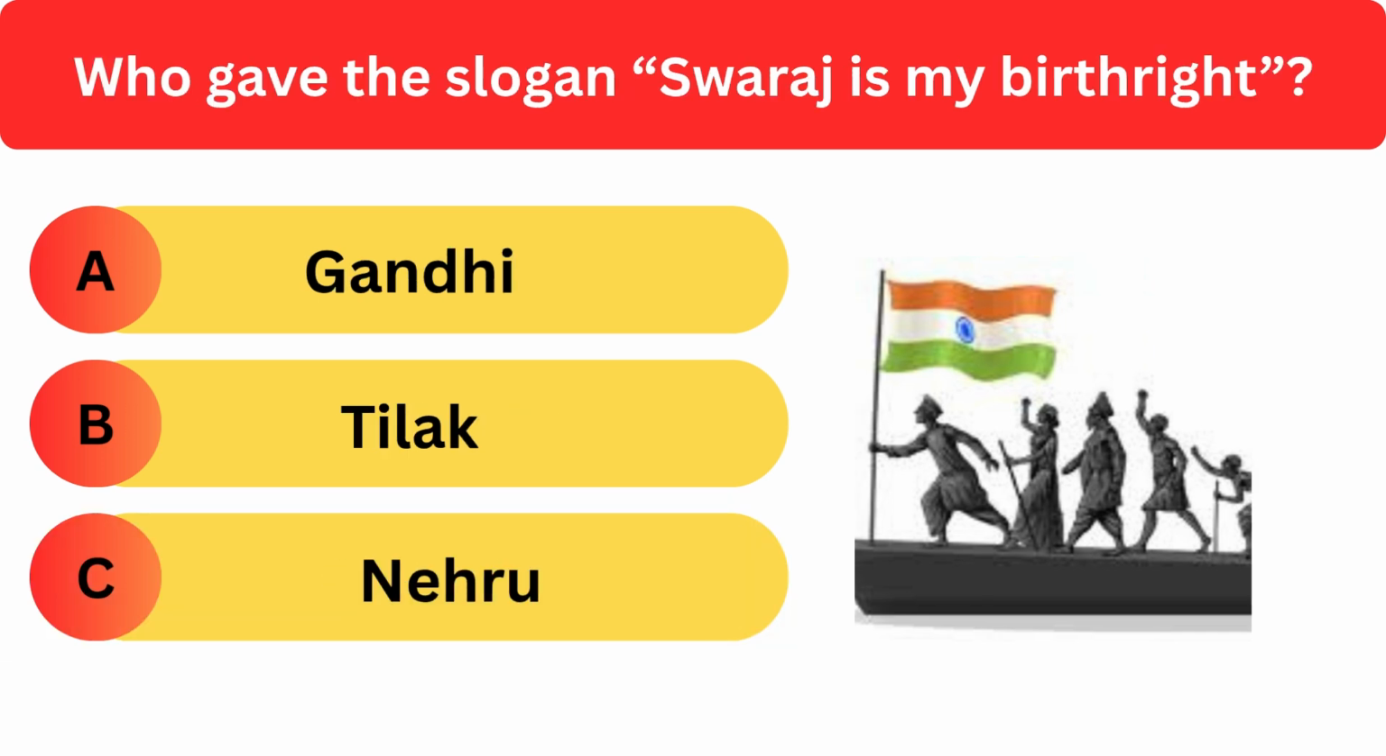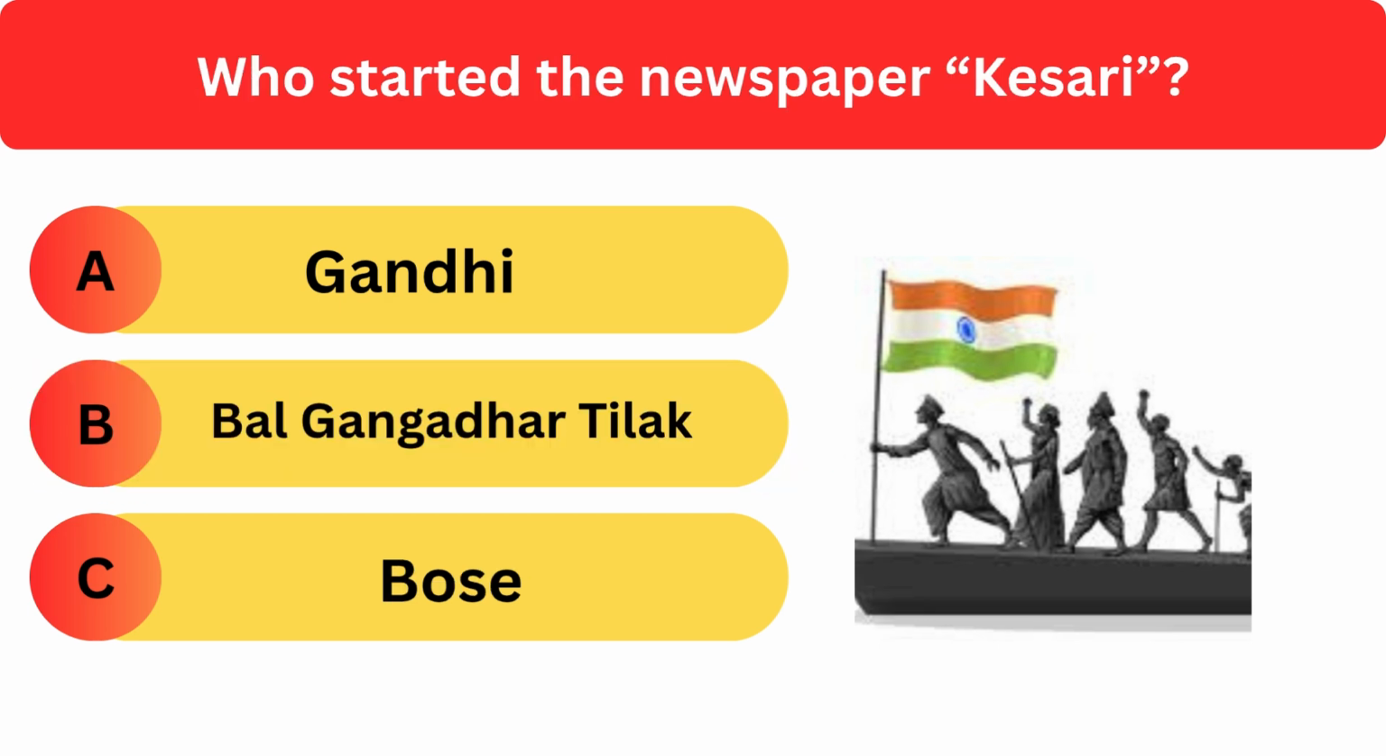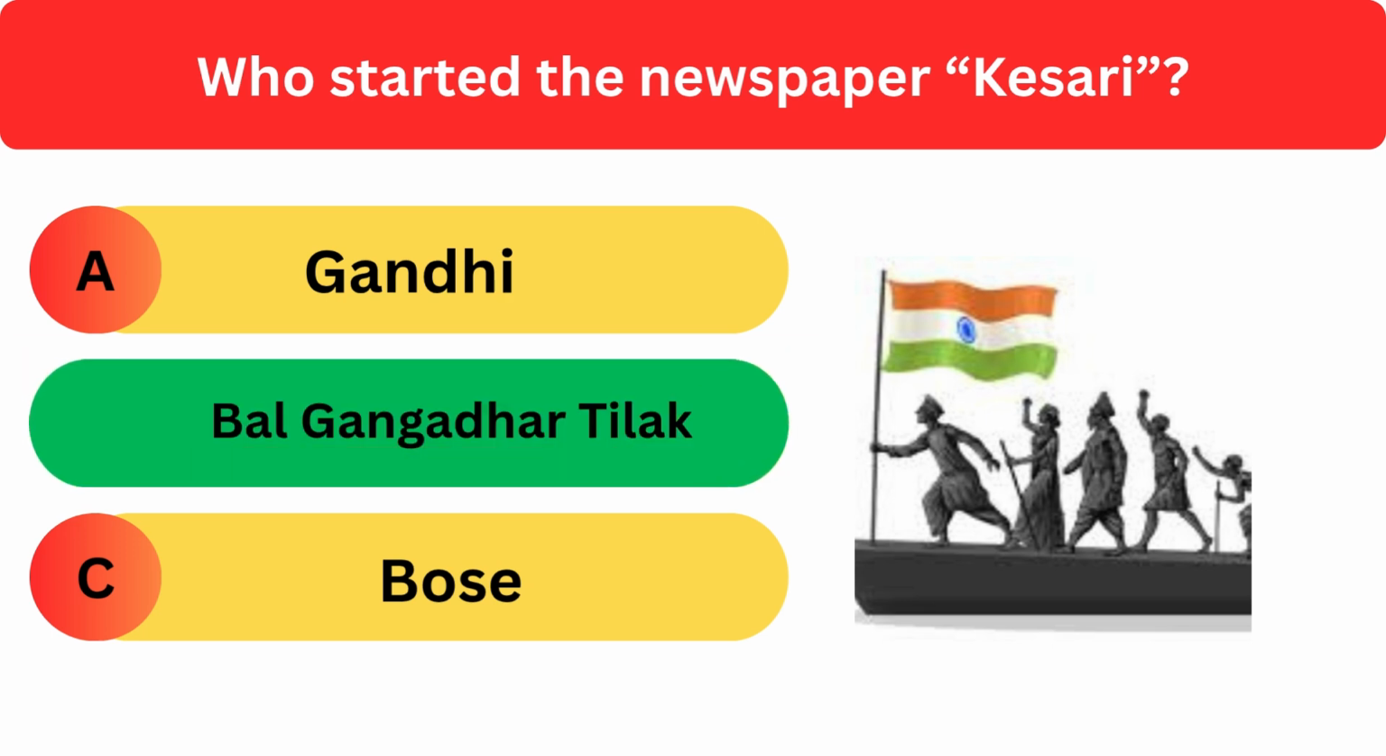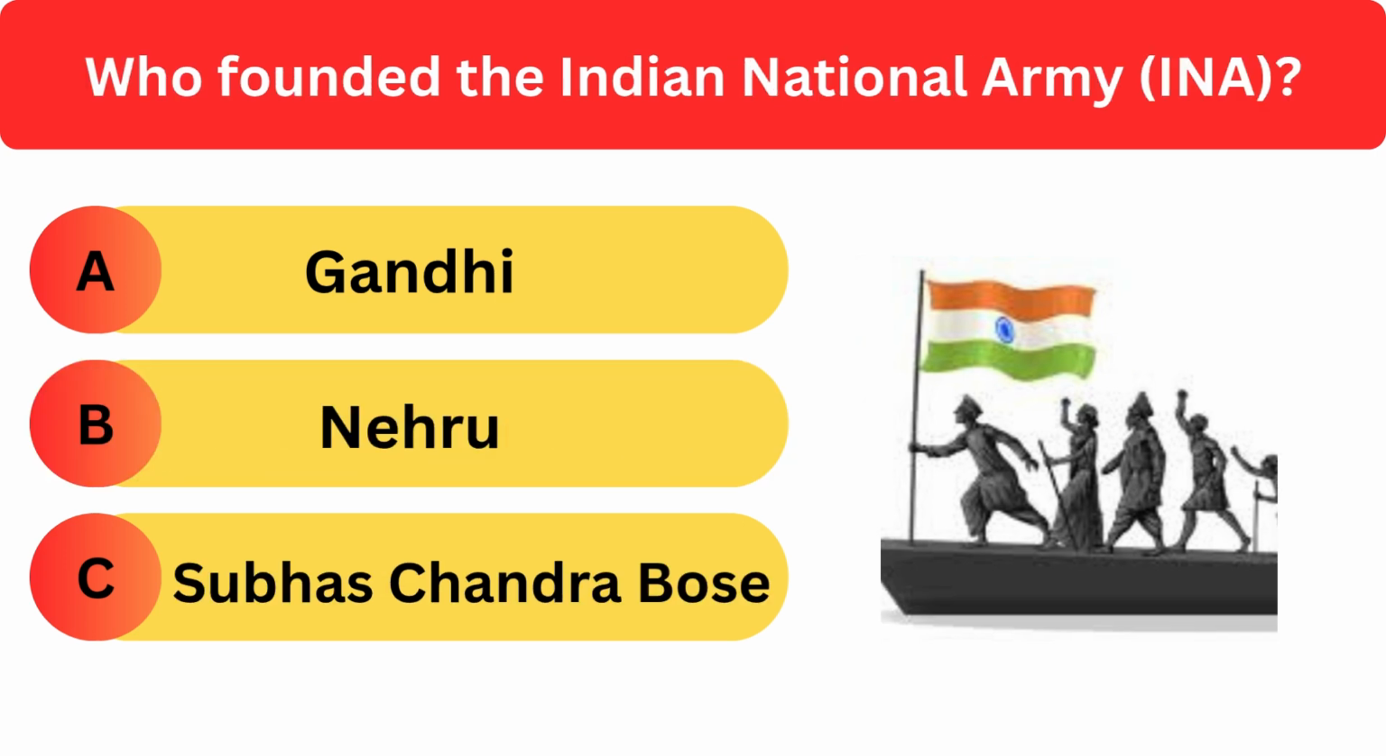Who gave the slogan, Swaraj is my birthright? Gandhi, Tilak, Nehru. Correct answer is Bal Gangadhar Tilak. Who started the newspaper Kesari? Gandhi, Tilak, Bose. Correct answer is Bal Gangadhar Tilak. Who founded the Indian National Army? Gandhi, Nehru, Bose. Correct answer is Subhash Chandra Bose.